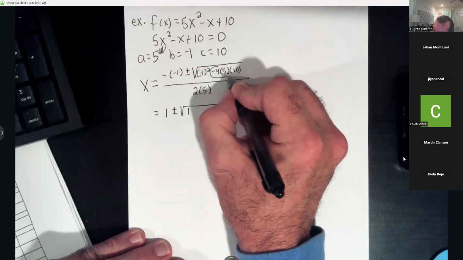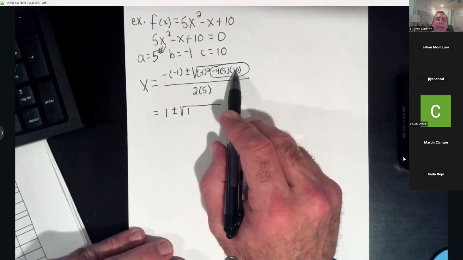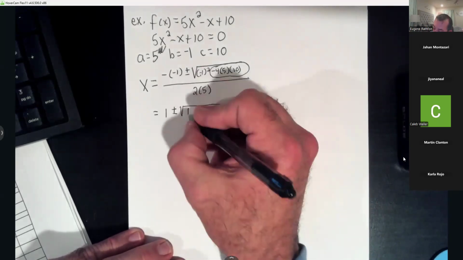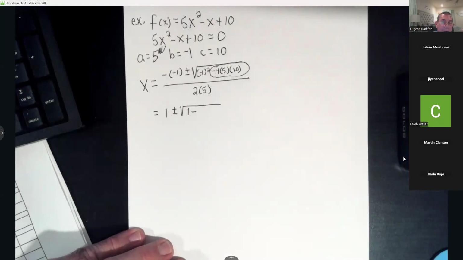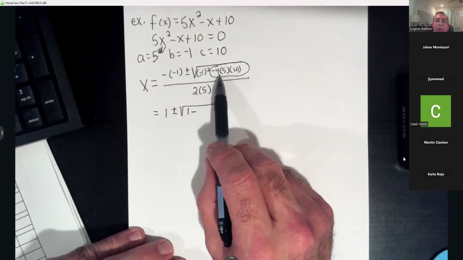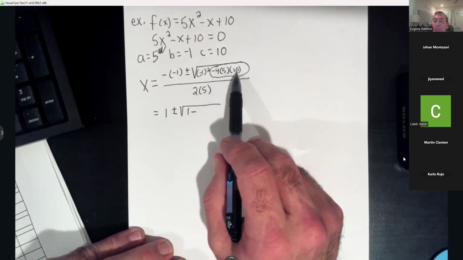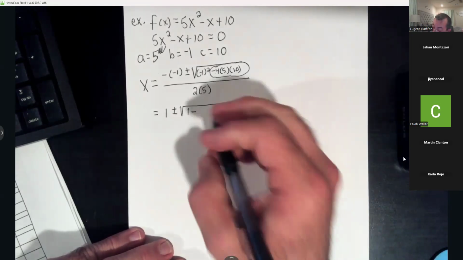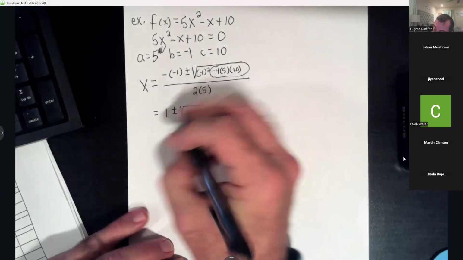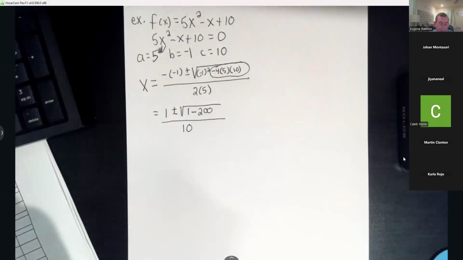And y'all look at this. All this is getting multiplied. There's only one negative. So since there's only one negative, that's going to stay negative. Woo, y'all, let's see what we got here. That's going to be a big number, right? 4 times 5 is 20. 20 times 10 is 200. So I got 1 minus 200 all over 2 times 5, which is 10.